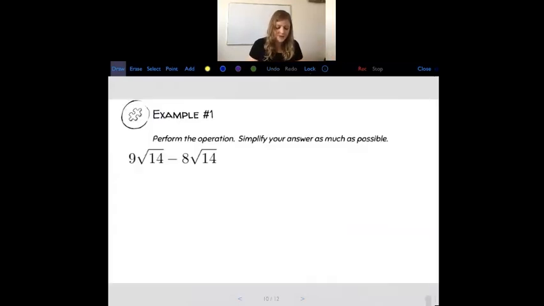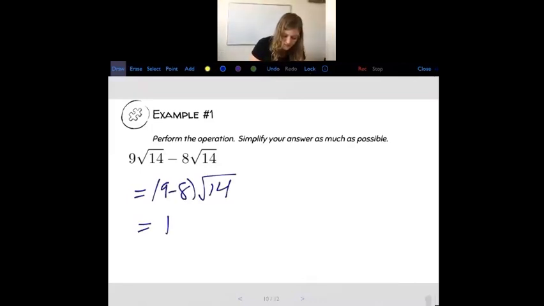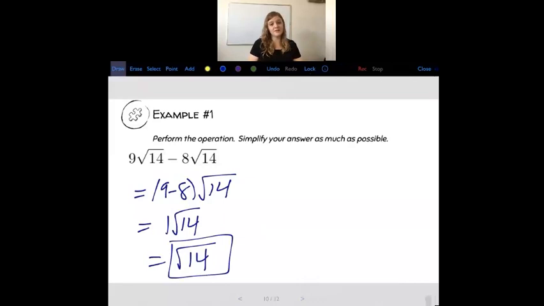Okay, so perform the operation, simplify your answer as much as possible. So we have 9 square root of 14 minus 8 square root of 14. This gives us 9 minus 8 square root of 14. 9 minus 8 is just 1, and you don't have to write the 1 on the outside. So our final answer here is square root of 14. Square root of 14 can't break down any farther.